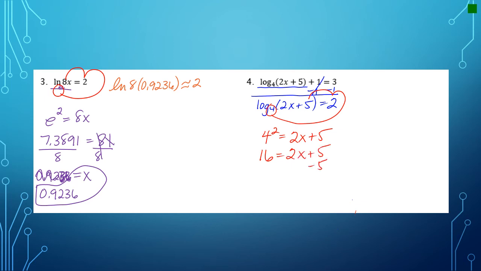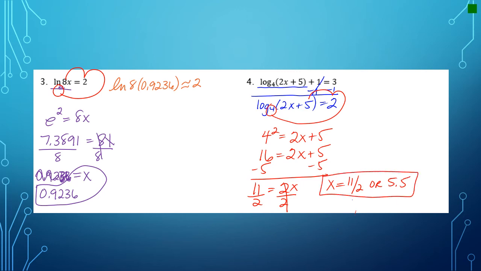4 squared is 16. And then I would need to subtract 5 from both sides. So I would have 11 equals 2x, and then divide by 2. So you could write your answer in one of 2 ways. You could write x is 11 halves, or you could write x is 5.5. And then again, just to double check, if you typed in log base 4 of 2 times 5.5 plus 5 plus 1 into your calculator, this one would give you exactly 3. And that would tell you that not only was your answer correct, but it was not extraneous.